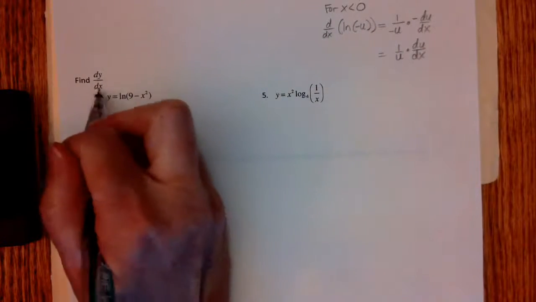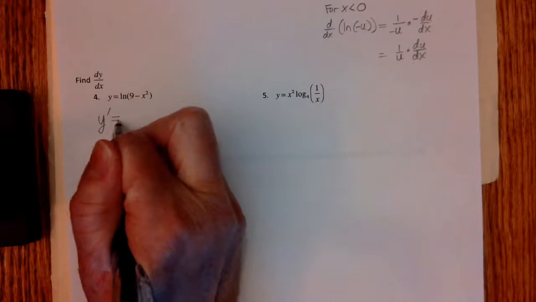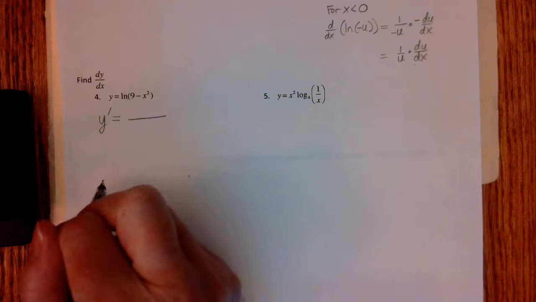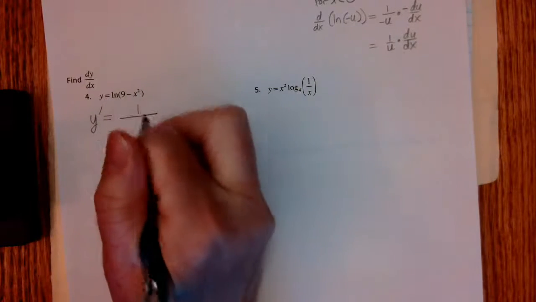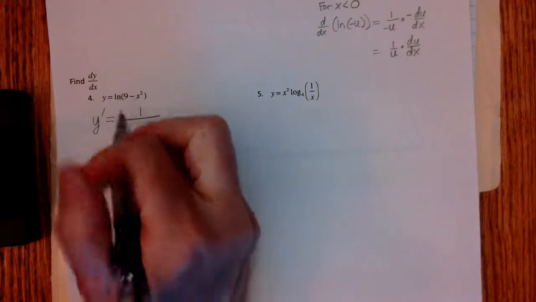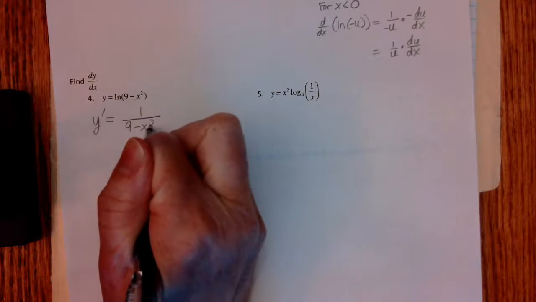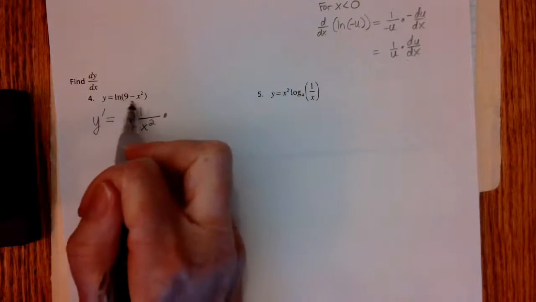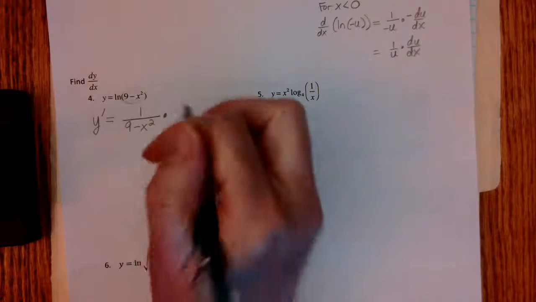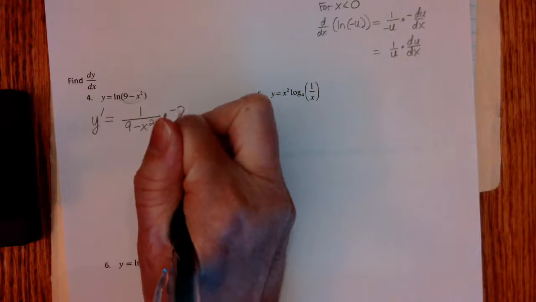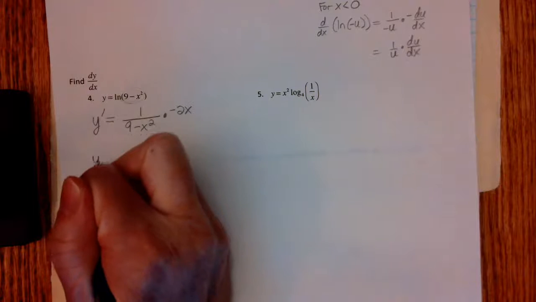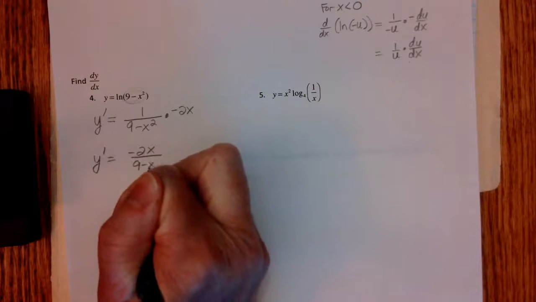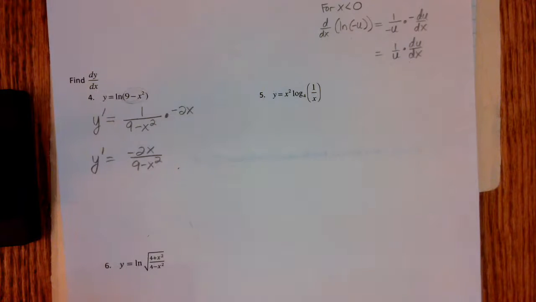Putting them into practice, how does this work? I'm going to find dy dx, or y prime, of this function. Start off, it's 1 over the stuff inside the log, so we have that, times, by the chain rule, the derivative of the stuff inside, negative 2x. Simplifying, we have negative 2x over 9 minus x squared for the log's derivative.